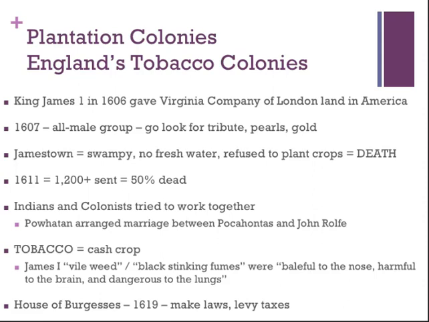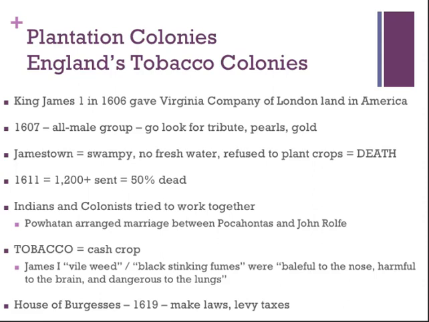Tobacco in the American colonies became what's called a cash crop, a way for them to be able to make some serious money and be able to share it back with their homeland in England. James I said, speaking about tobacco, that it's a vile weed with its black, stinking fumes, and it's baleful to the nose, harmful to the brain, and dangerous to the lungs. Now that's interesting that James I said this hundreds of years ago about tobacco.